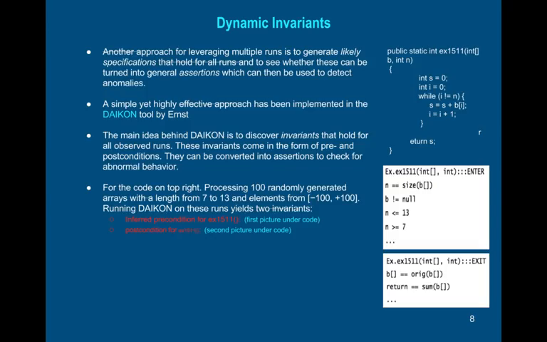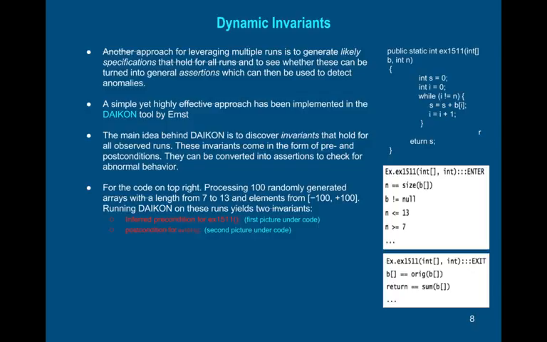Dynamic invariants. Another approach for leveraging multiple runs is to generate likely specifications that hold for all runs, and to see whether these can be turned into general assertions which can then be used to detect anomalies. A simple yet highly effective approach has been implemented in the DAIKON tool by Ernst. The main idea behind DAIKON is to discover invariants that hold for all observed runs. These invariants come in the form of pre and post conditions. They can be converted into assertions to check for abnormal behavior.